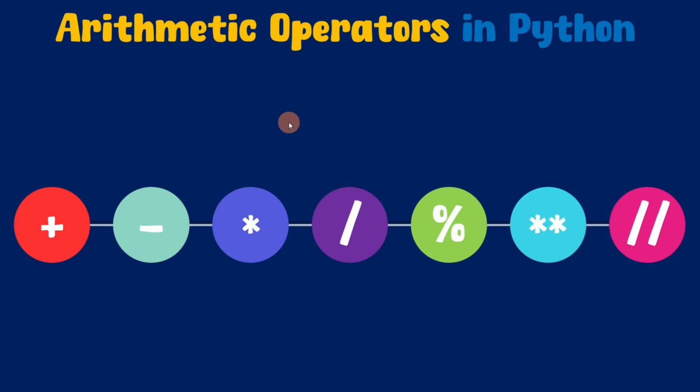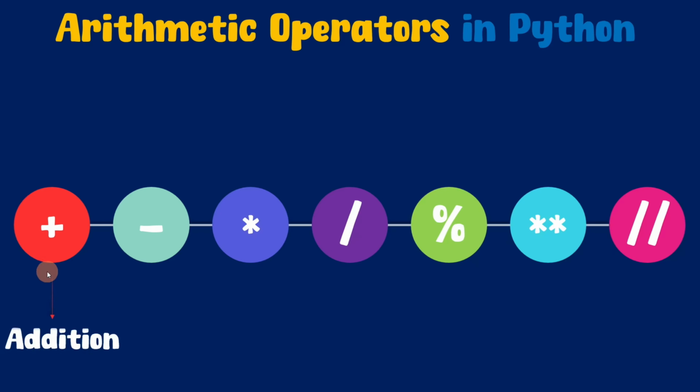As we have discussed, we use arithmetic operators to perform arithmetic operations. We have various arithmetic operators in Python. Arithmetic operators are binary operators because they require two operands in order to perform operation. Let's look at the various arithmetic operators that are present in Python.